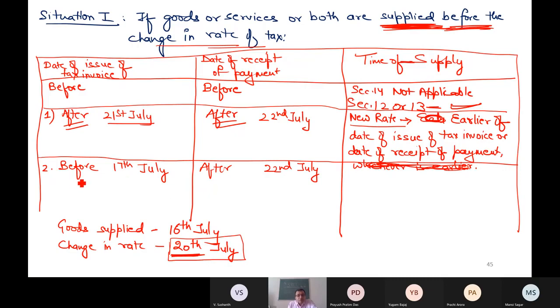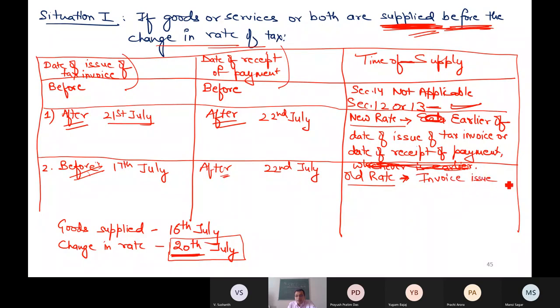Now, where does the majority fall? Before. Supply is also before. Invoice is also before. So, which rate? Old rate. But which date? Now, the date can either be the issue date or the payment date. If it is before, then I cannot write the date of receipt of payment because that is after. Before will only arrive when I write the date of issue of invoice. So, invoice issue date is the answer.